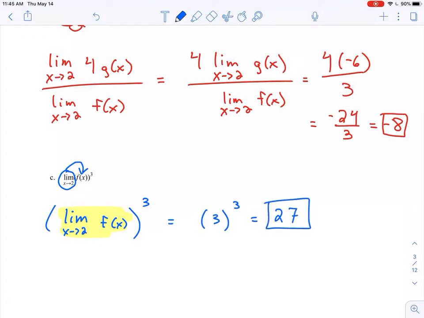So I would practice a couple of these using these limit laws, and in the next video we're going to see if we can take these limit laws and go even further with them to further simplify the process of evaluating more complex functions.